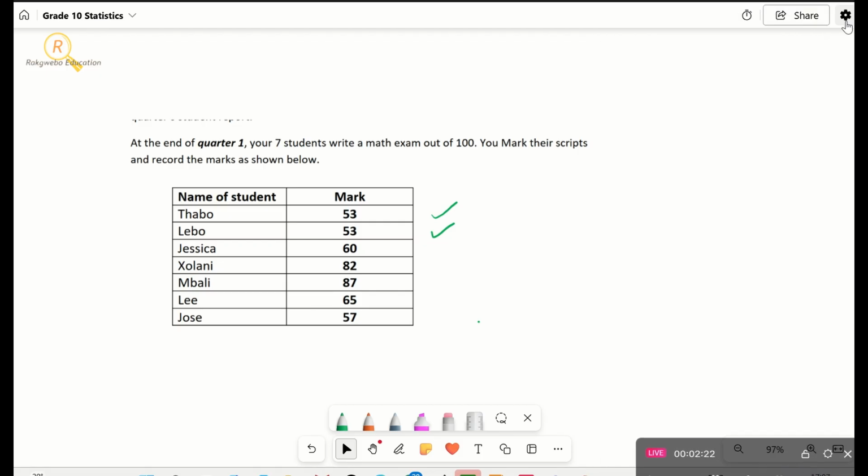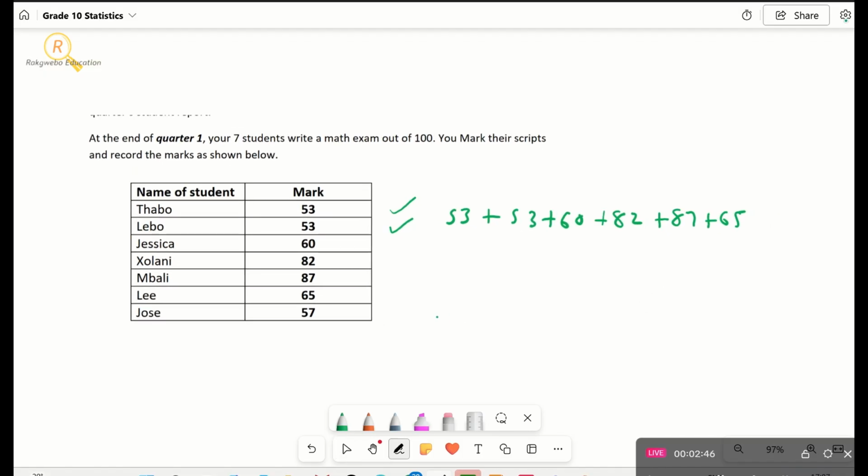add all of these marks. Otabo got 53%, then the next person got 53 as well, then 60, 82, 87, 65, and 57. When you add all of that, you get an answer of 457. So the class as a unit, think of it as the class being one person, got a mark of 457.